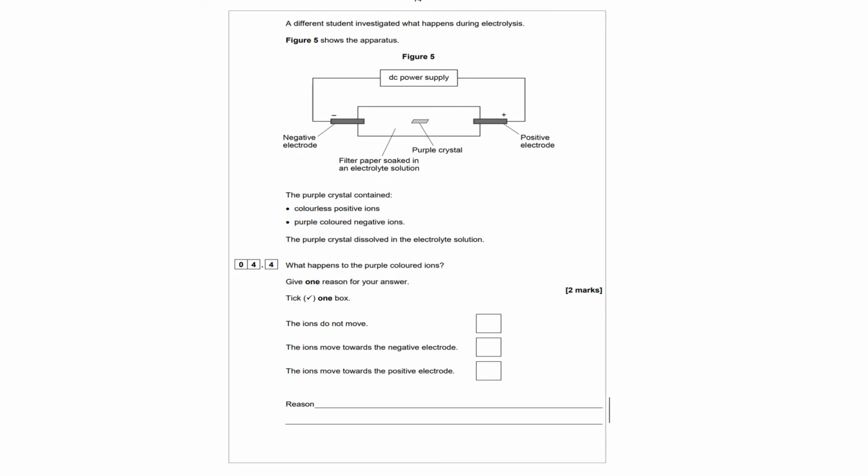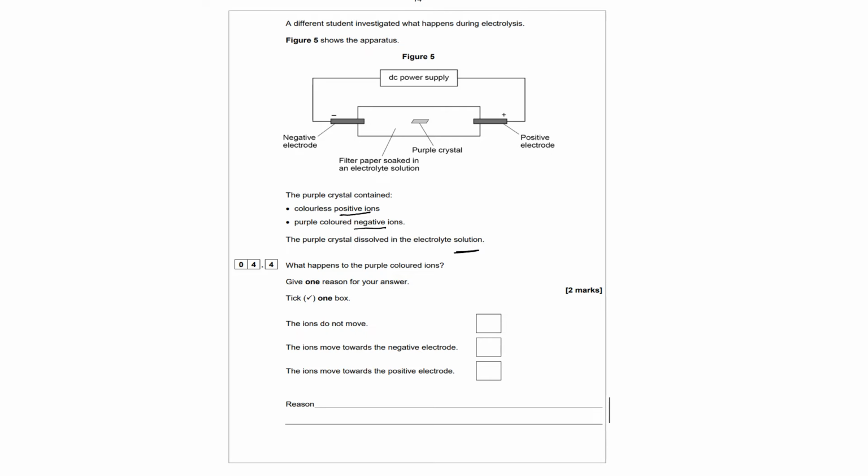This question carries on about electrolysis, and here a student has done an investigation and they have given us a labeled apparatus where the paper has been soaked in electrolyte solution. It says it's got purple crystals, so it's got colorless positive ions and purple colored negative ions as well. So the colorless ions are positive and the purple ions are negative. And the purple crystals dissolve in electrolyte solution. What happens to the purple colored ion?